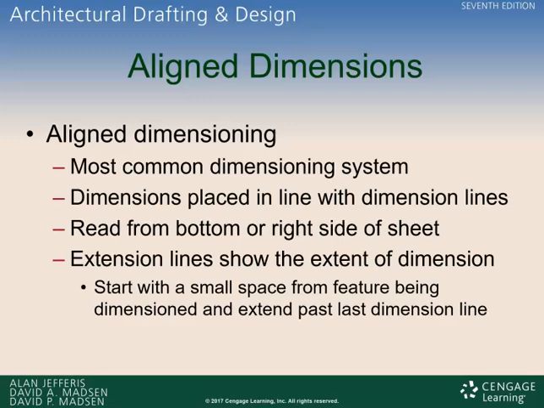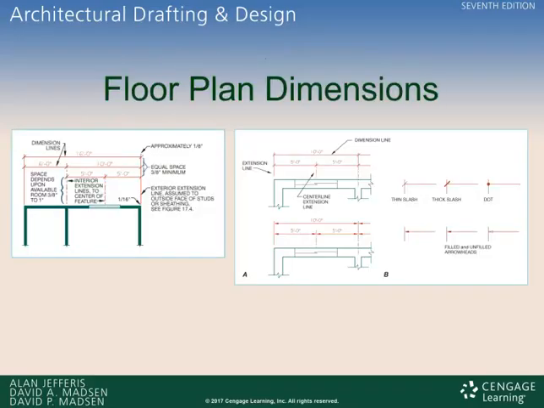Line dimensioning is the most common dimension system. Dimensions are placed in a line with the dimension lines, and they're read from the bottom or the right side of the sheet. Extension lines show the extent of the dimension, start with a small space from the feature being dimensioned, and extend past the dimension line. Here we see some examples of that.